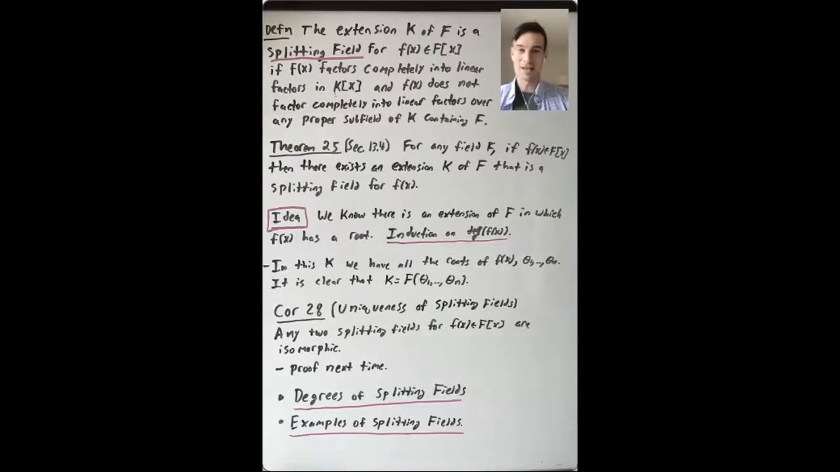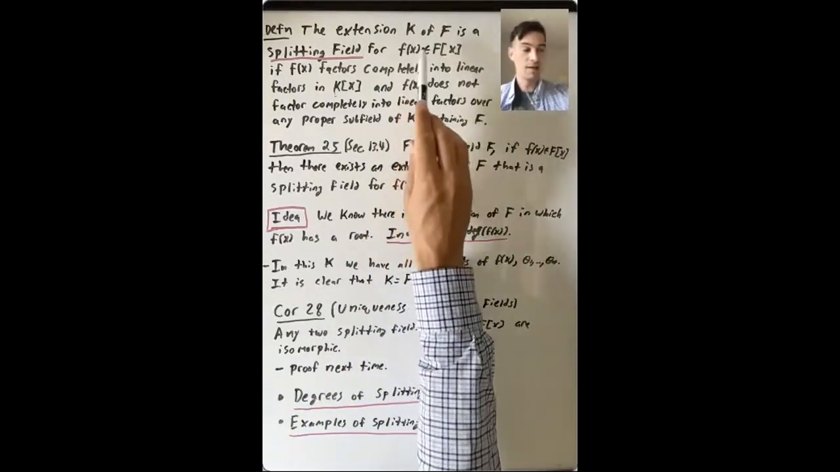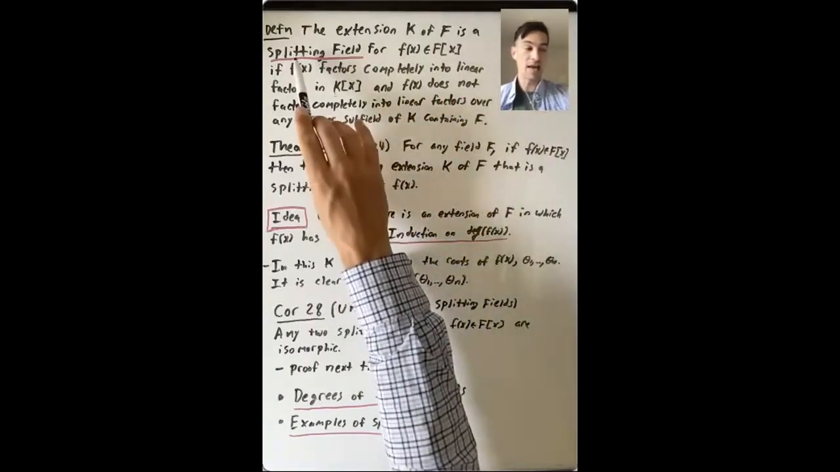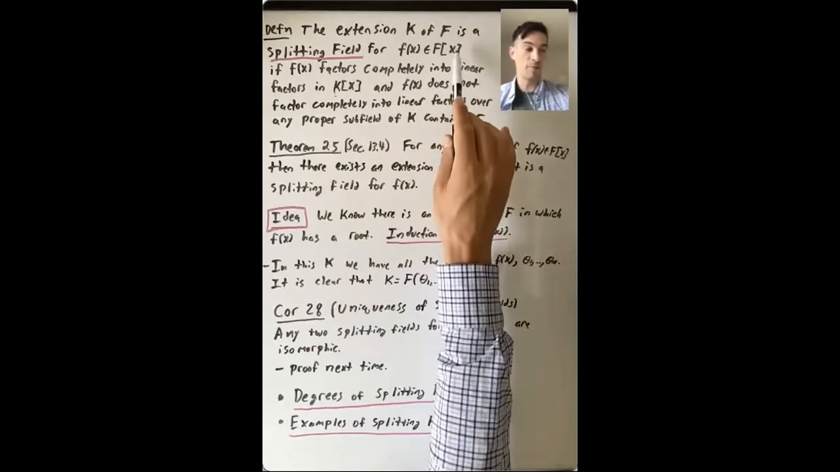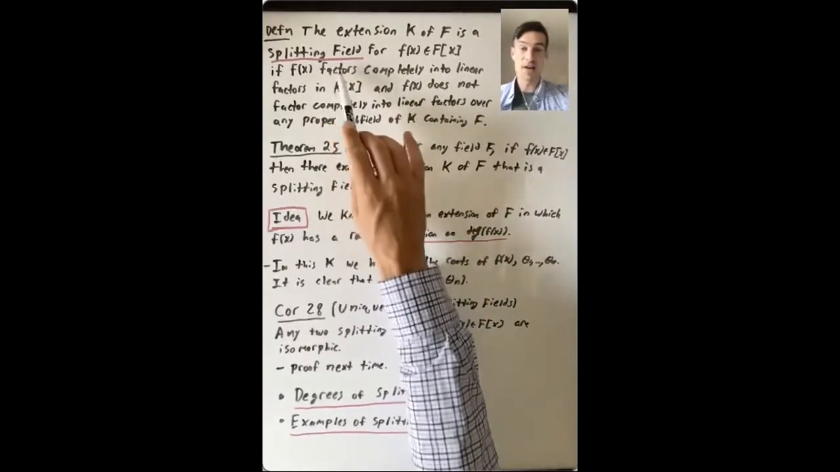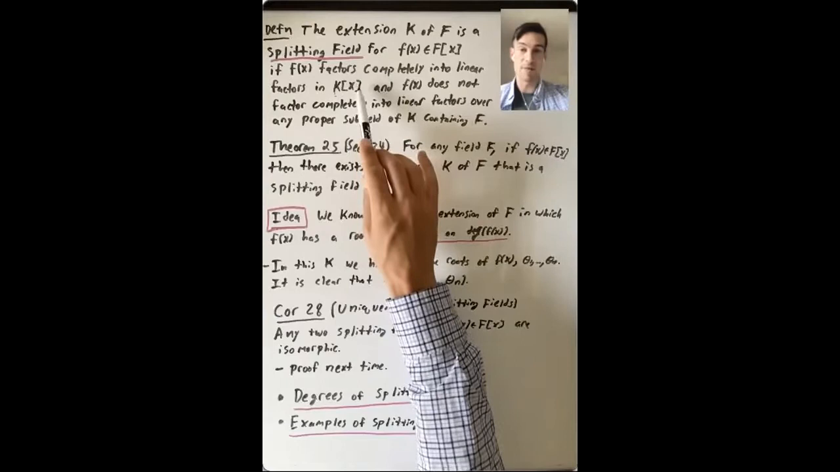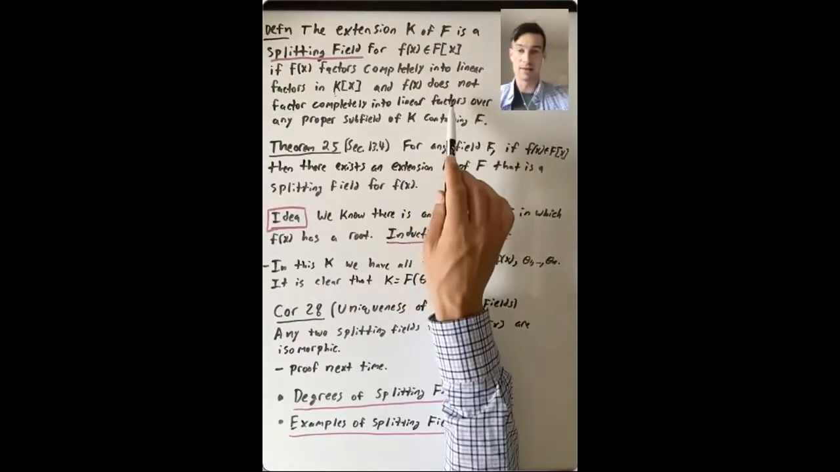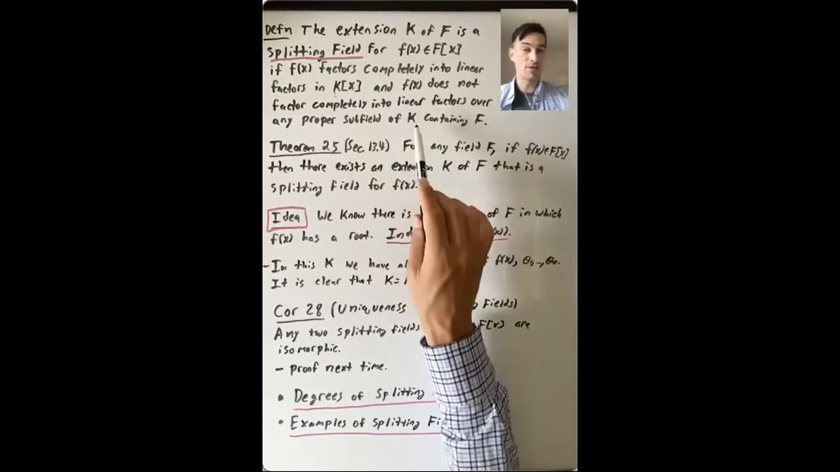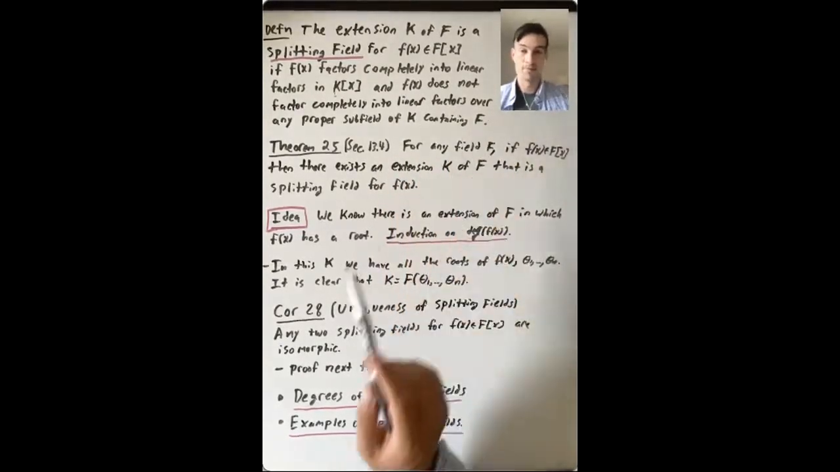The focus of this lecture will be on splitting fields, which we've already talked about a little bit. So I just want to start by recalling some things that we already know. The extension K of a field F is a splitting field for the polynomial f(x) in F[x] if f(x) factors completely into linear factors in K[x], and f(x) does not factor completely into linear factors over any proper subfield of K containing F.